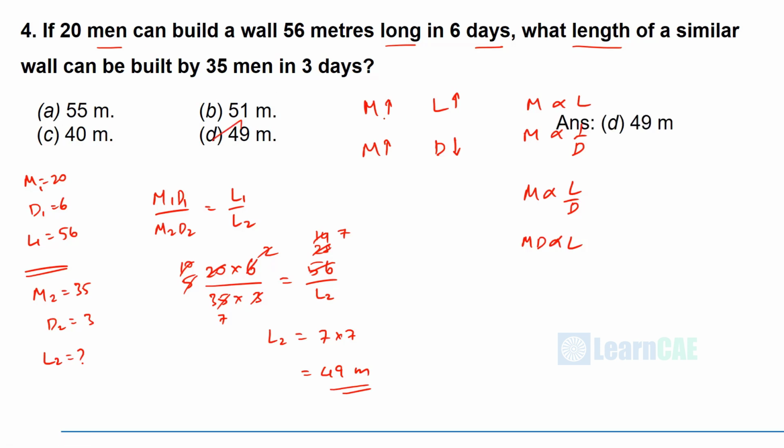Here the main logic is you have to find which quantity is proportional to which other quantity. With more number of men, you can build in a lesser number of days. So M is proportional to L and M is inversely proportional to days. So we can write this as M is proportional to L by D, or MD is proportional to L.